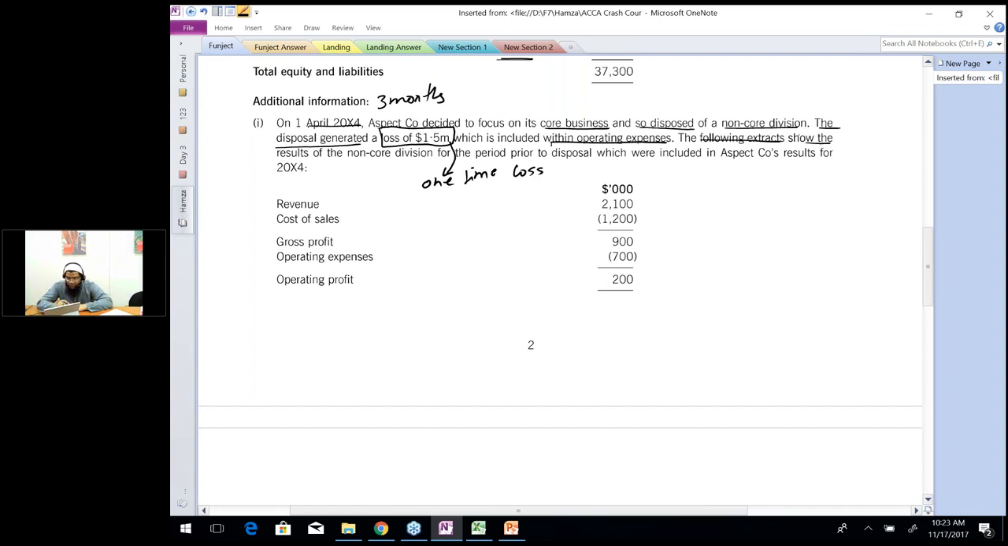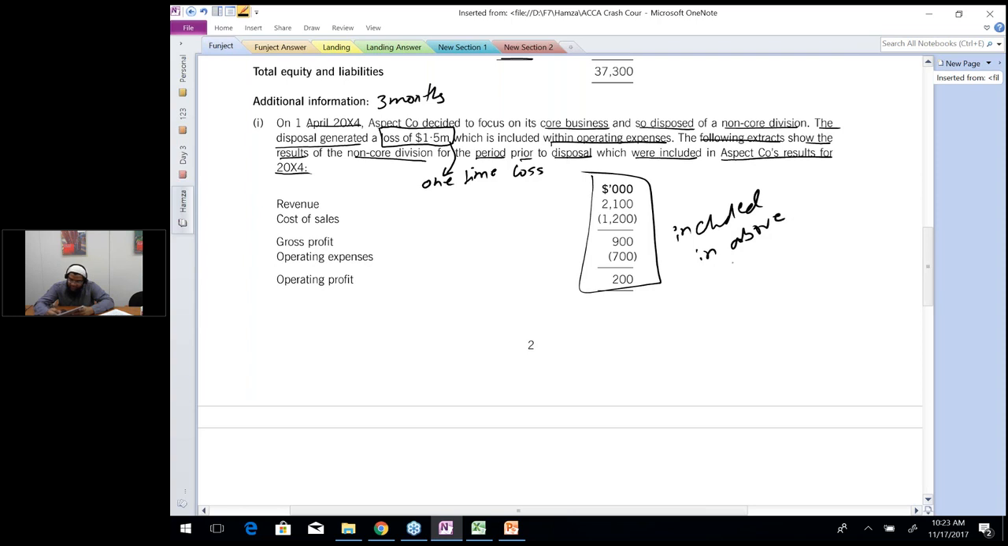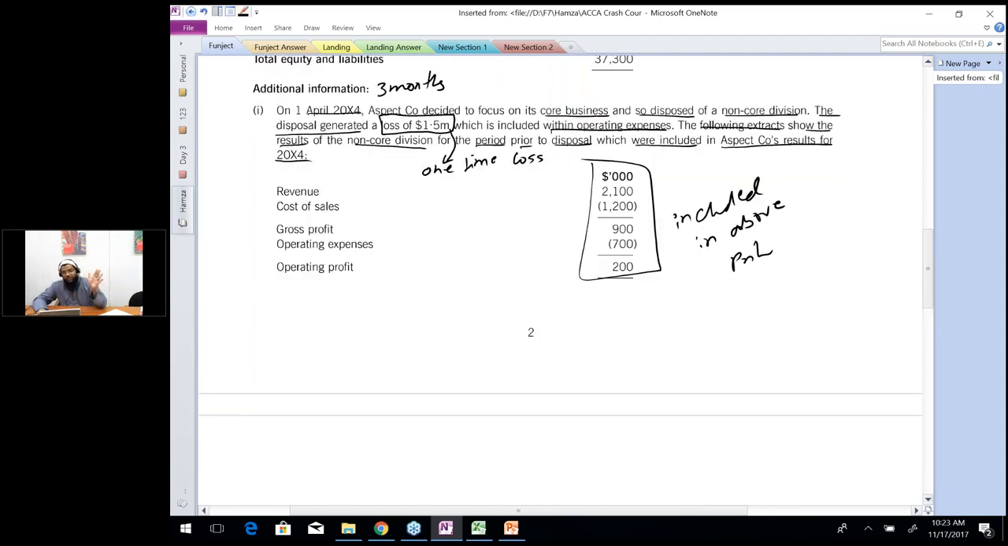The following extracts show the results of the non-core division for the period prior to the disposal, which were included in Aspect company's results for 20X4. So these values are included in the above statement of P&L. What we are going to do is remove this as per the requirement. So we have to remove the revenue of 2100, cost of sales of 1200, GP of 900, operating expense of 700, removing the operating profit of 200.